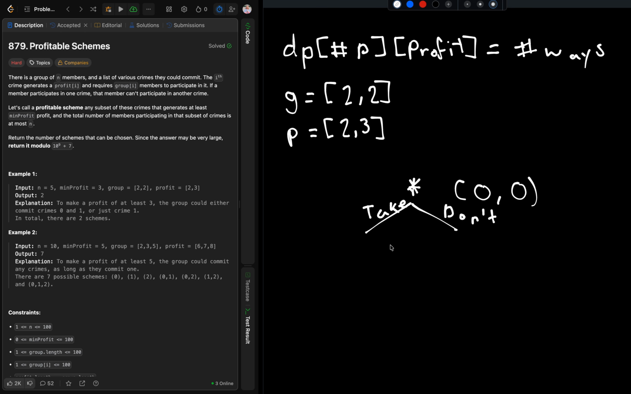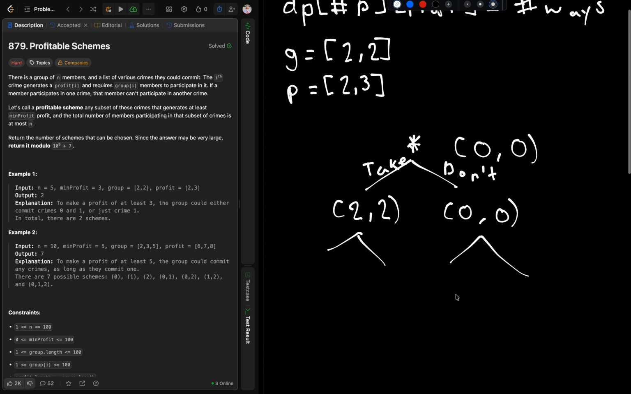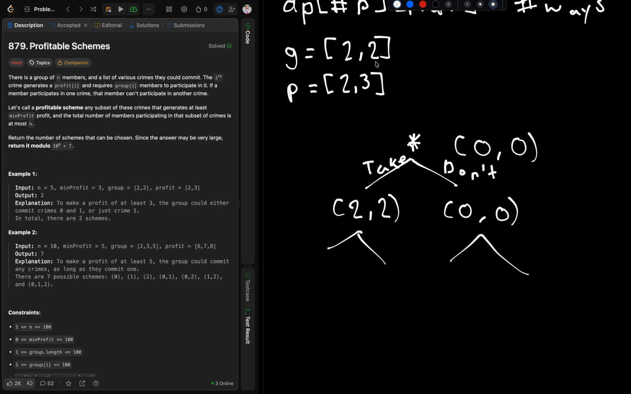And then at this point, we would take this 2, and our profit would be 2. Oops, let's undo this. And this would stay at 0, 0 because we didn't take anything. And again, we have another choice for the second I, right? So we can either take or don't take.